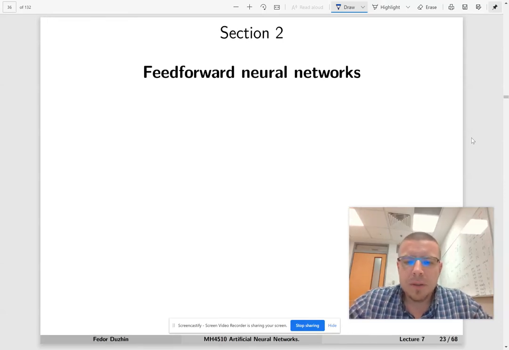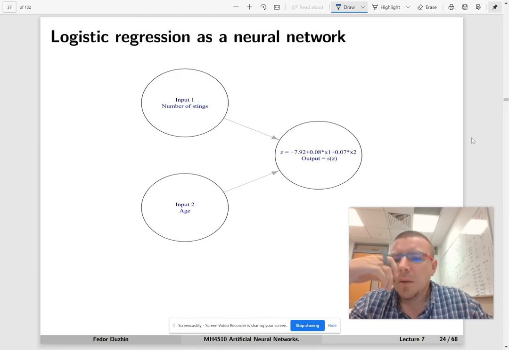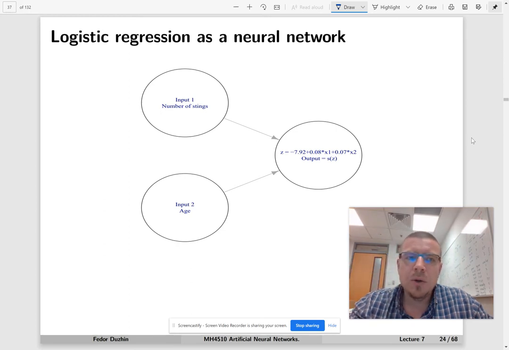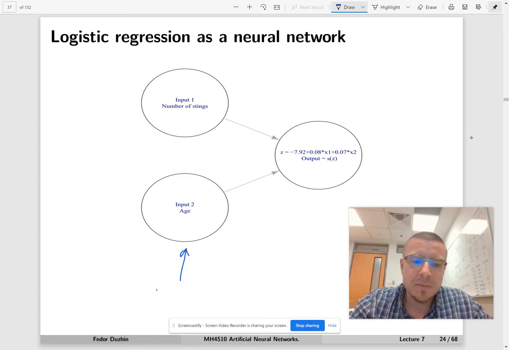All right. Now we are ready to introduce feed-forward neural networks, also called fully connected neural networks. At first, we're going to see our logistic regression as a neural network. So we are going to schematically represent it like this. We are going to have the input layer. This is my input layer.